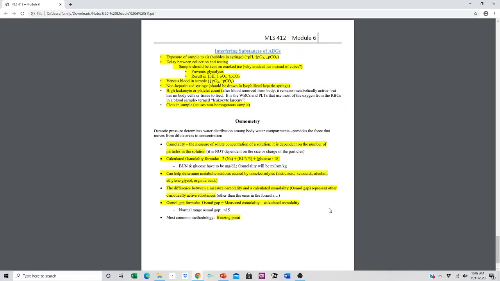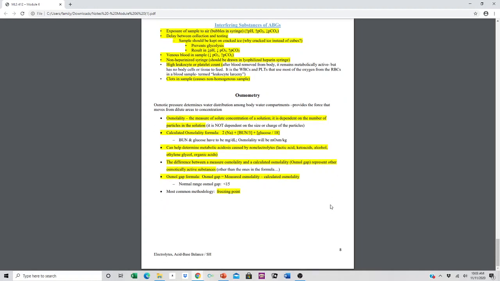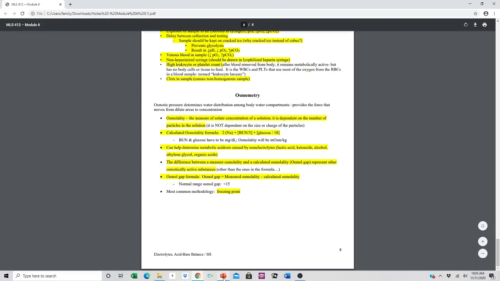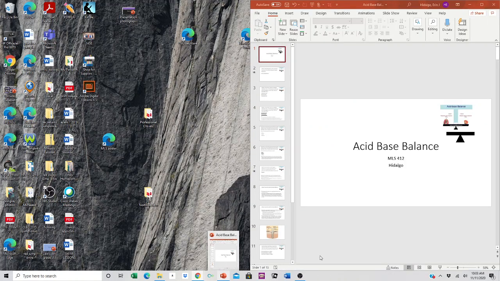So I'm going to stop this here, take a little break, and then try to do a better explanation for solving these acid-base problems with the examples that we're going to go over.